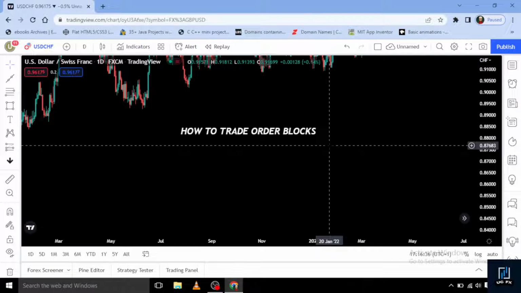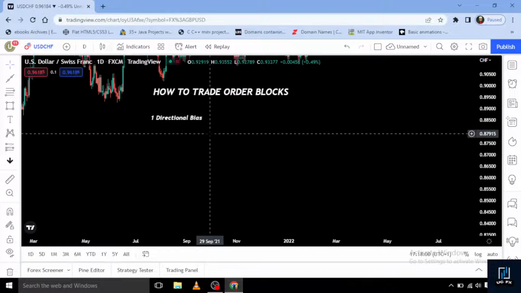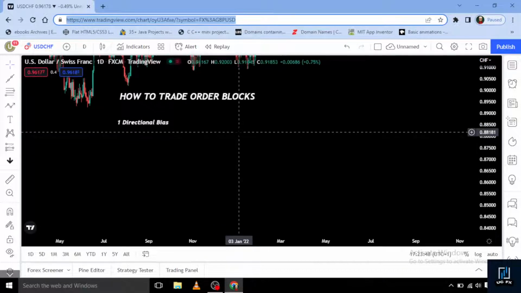So step number 1 to trading order blocks is directional bias. You need to understand what direction price is going to take. How do you do this? You need to go to the higher time frames, that is the daily, weekly, and the monthly charts. You need to build a story from the information the higher time frames give you.